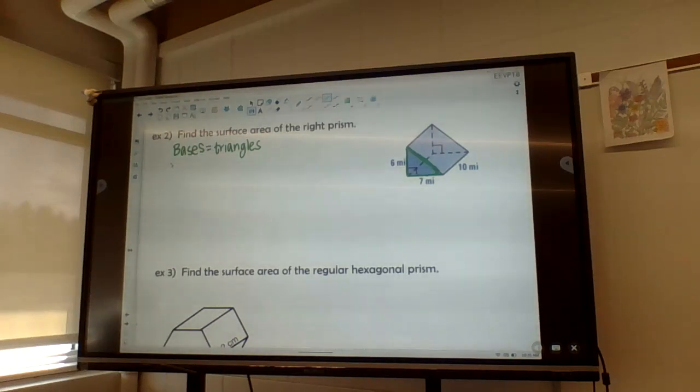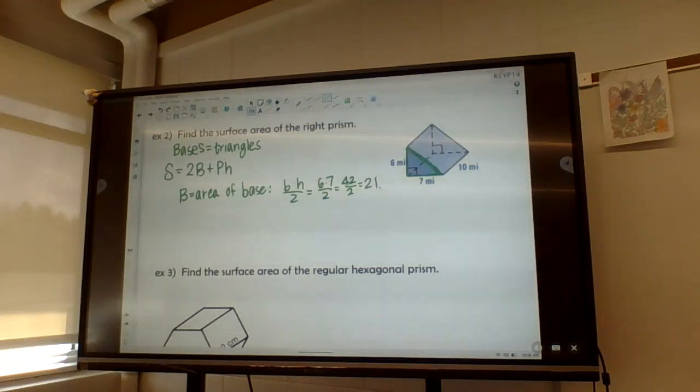So our formula is S = 2B + Ph. We have to figure out big B. And since our base is a triangle, we're going to do base times height divided by 2. Now in our triangle, what's our base and height? 6 and 7. They give them to us. 6 times 7 is 42, divided by 2 would be 21. So this would be my capital B.